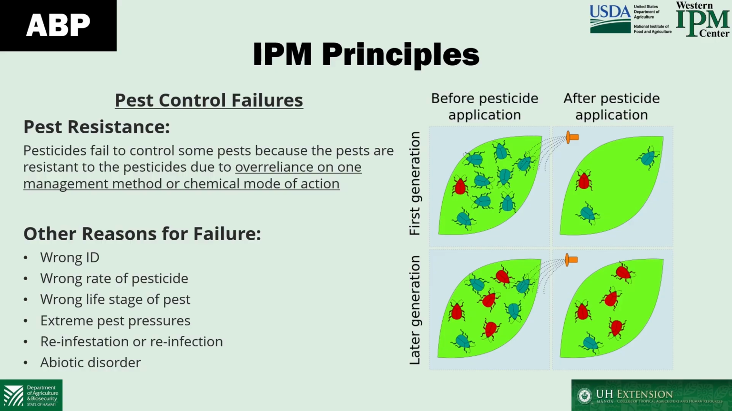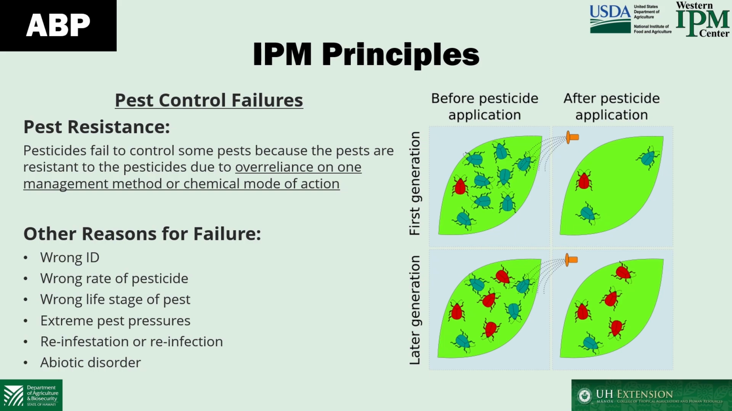If you spray the same pesticide over and over and over again, that population of pests is more likely to become resistant to that pesticide. If we look at this diagram on the right here, in the first generation, before pesticide application, we have almost all blue guys and one red guy. The red guy is resistant to that pesticide. We do a spray that kills most of the population. Oftentimes, in fact nearly every time, you're not going to kill 100% of the population. There's going to be some left over.